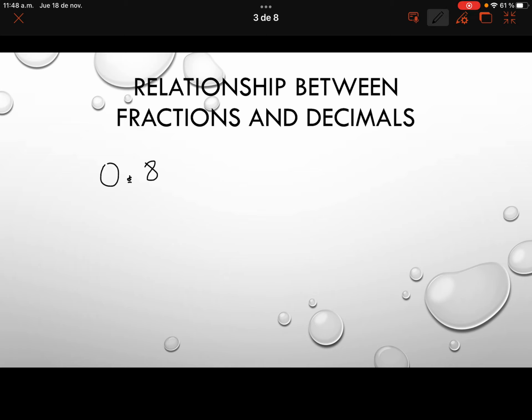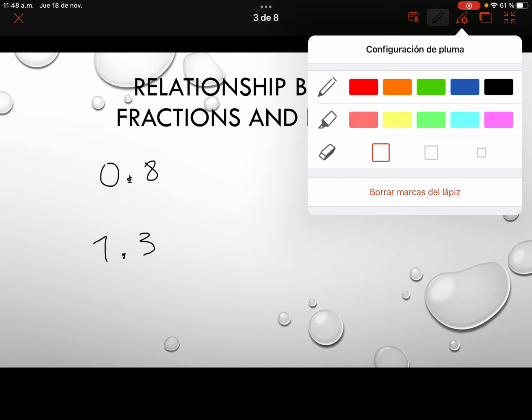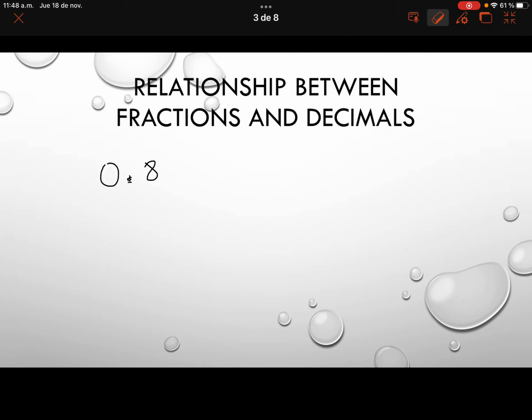Okay, if the whole part is different from 0, for example this, then we have to pronounce 1 and 3 tenths. But when 0 is the whole part, we can pronounce just the decimal part. Then 8 tenths. But I'm pretty sure that you can recognize that the same pronunciation can also be represented in fraction form as 8 tenths.